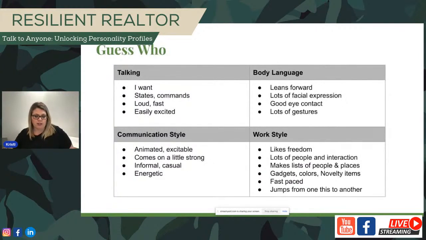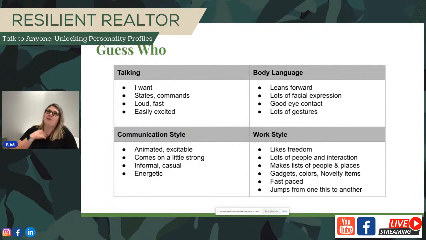The next one is basically we're going to talk about someone who has a lot of gestures, who's kind of bold, probably wears a lot of different prints, probably wears bright colors, talks loud, fast, distracted.